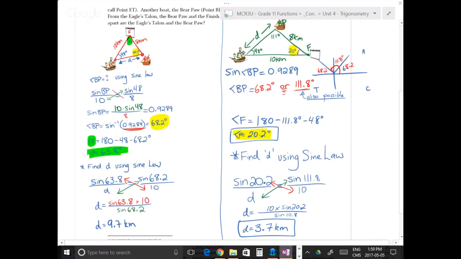Point being, I can give you all the same parameters for the question, and how many answers can I get? Two. And they're radically different answers. The diagram on the right does not look like the diagram on the left. Two different setups. They both satisfy the conditions, the parameters of the question as I gave you. Does that make sense?